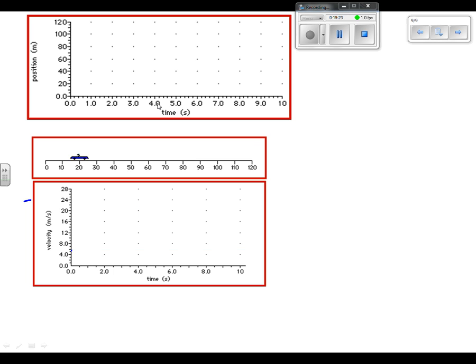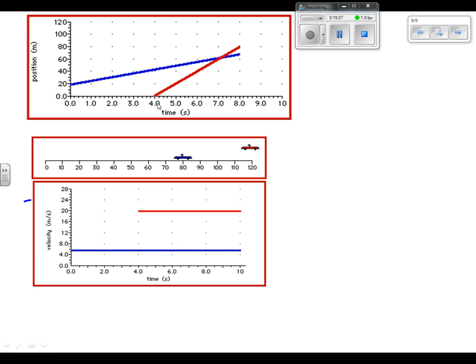Can you tell me at what time the two cars are side by side?